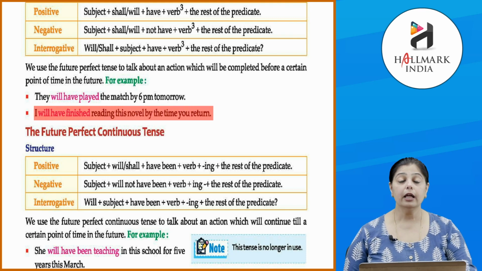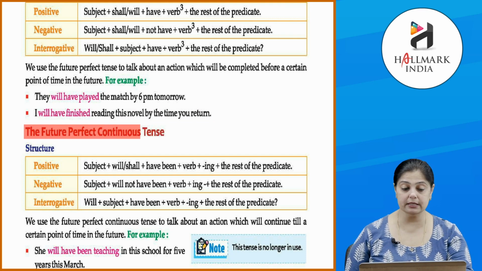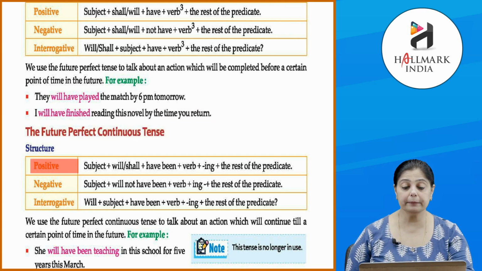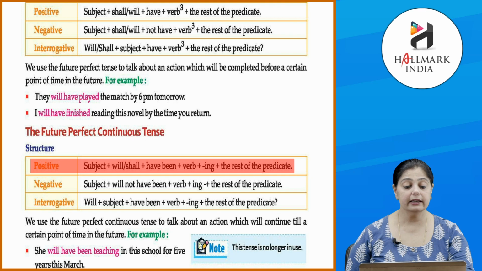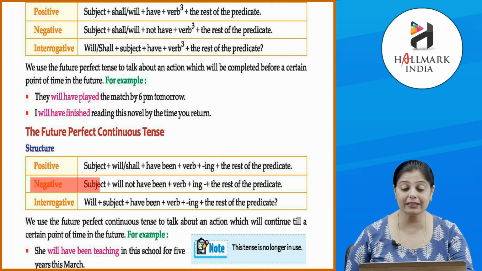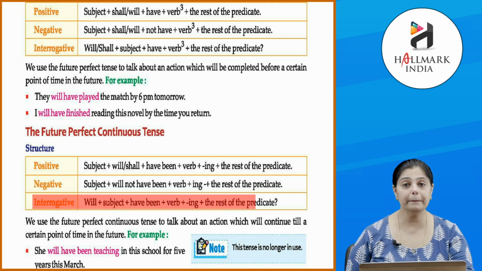Okay? Now, the future perfect continuous tense. Positive. Subject plus will or shall plus have been plus verb plus ing plus the rest of the predicate. Negative will be subject plus will not have been plus verb plus ing plus the rest of the predicate. And interrogative will be will plus subject plus have been plus verb plus ing plus the rest of the predicate.